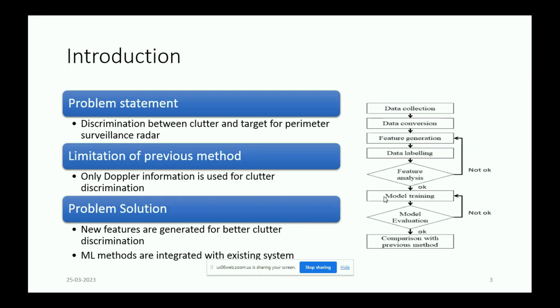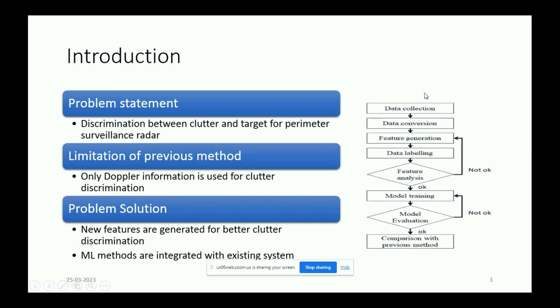To solve this problem, what we have done is we have created some new features where clutter can be discriminated from the target in a better way, and we have used a machine learning method to find the solution for that and integrate with the existing system.